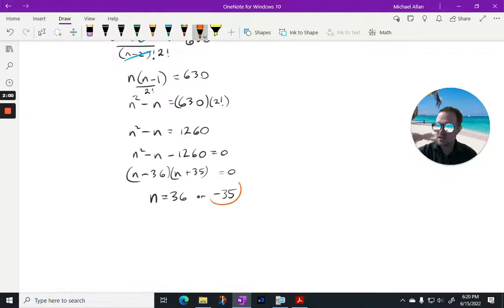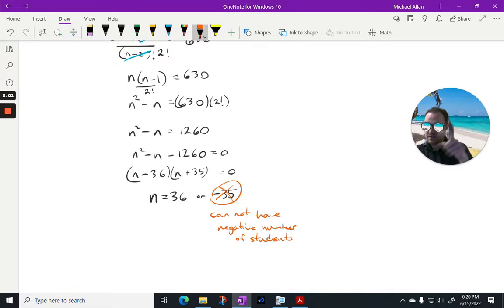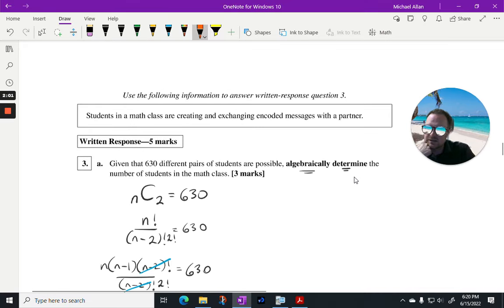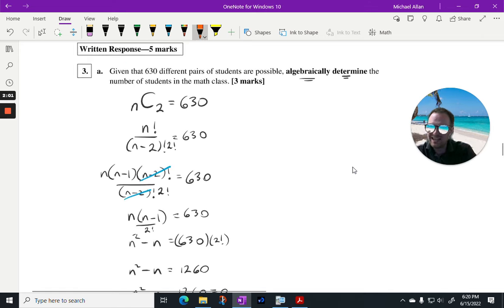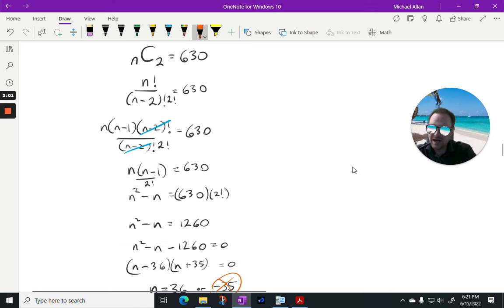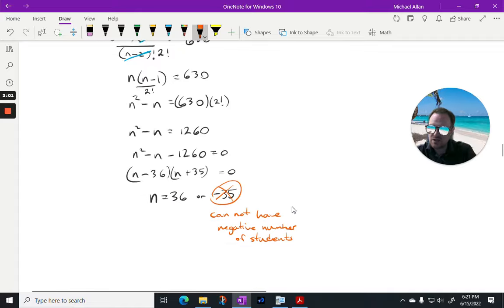But in the context of this question, you cannot have a negative number of students. I'm writing that down. You guys, when I write it down and it says determine up here, you need to write this stuff down. You have to justify why you did something. Why did you cross that off? So you have to justify that piece.